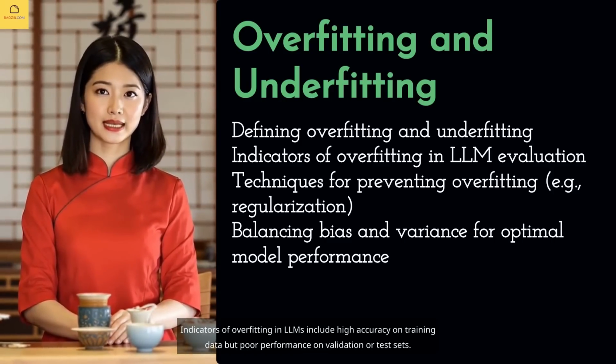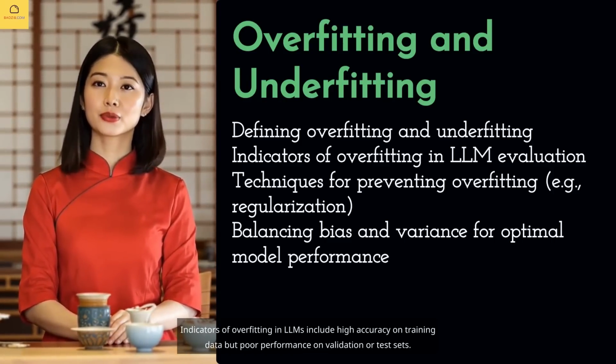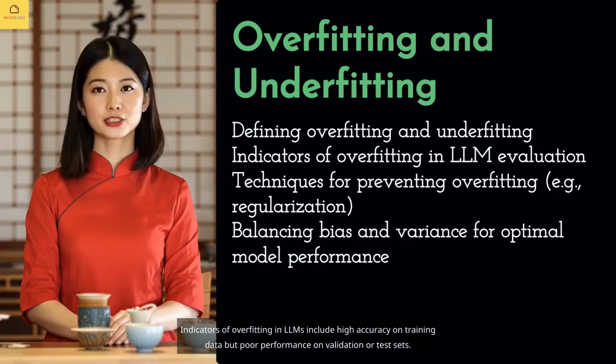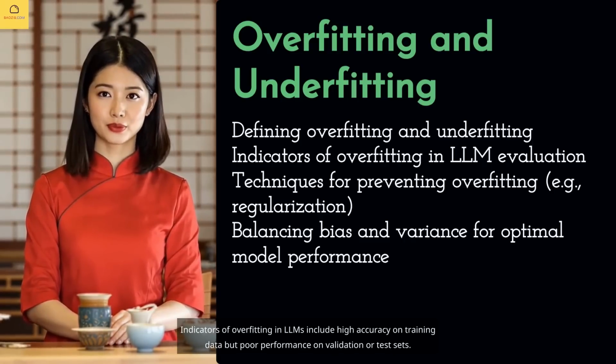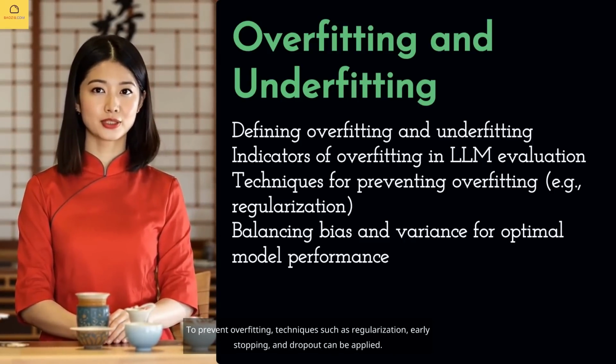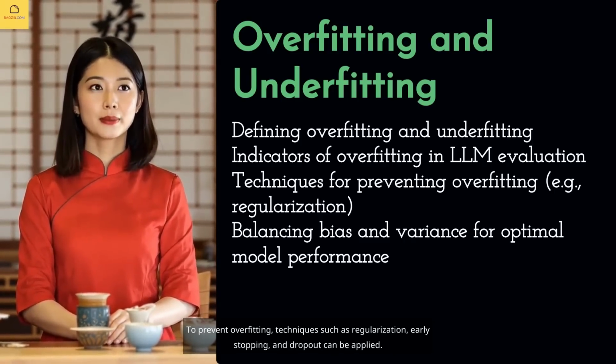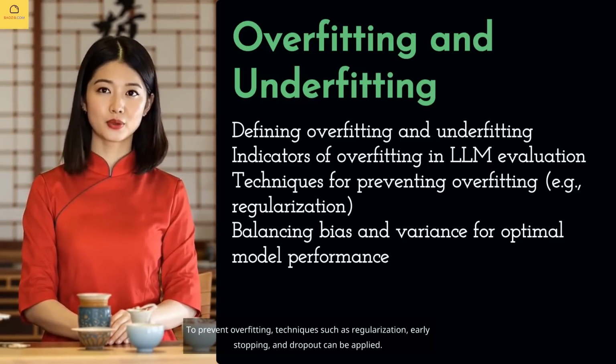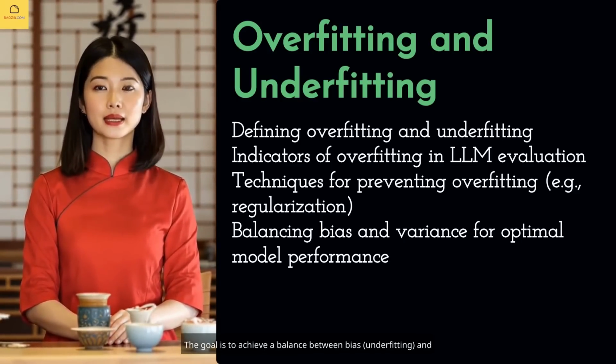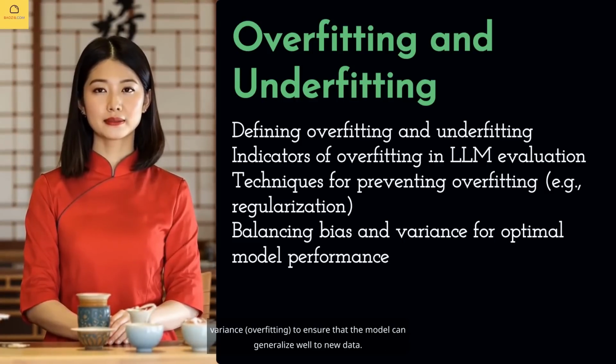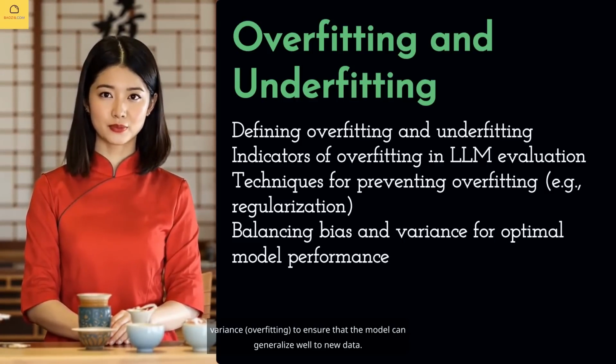Indicators of overfitting in LLMs include high accuracy on training data but poor performance on validation or test sets. To prevent overfitting, techniques such as regularization, early stopping, and dropout can be applied. The goal is to achieve a balance between bias, underfitting, and variance, overfitting, to ensure that the model can generalize well to new data.